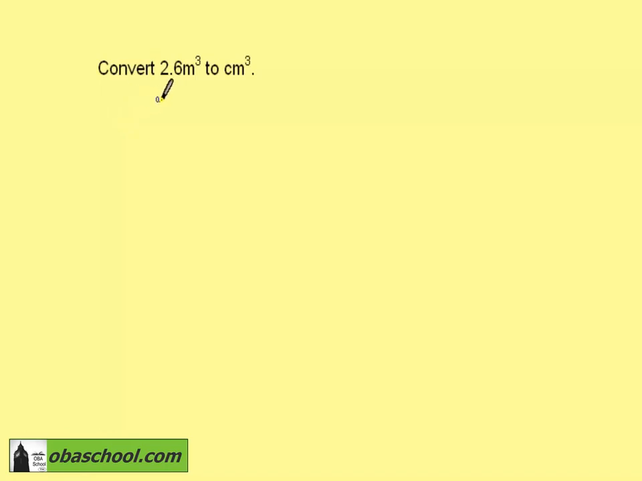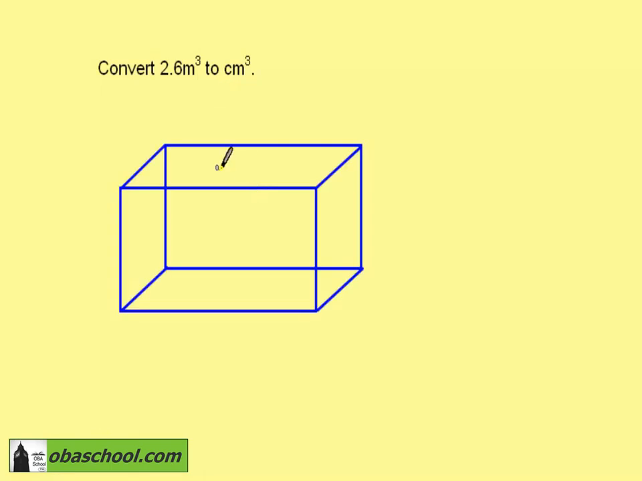We want to convert 2.6 meters cubed into centimeters cubed. A sketch of a cuboid can help. Let's make this cuboid 2.6 meters long by 1 meter wide by 1 meter high. The volume then would be 2.6 times 1 times 1, which is 2.6 meters cubed. This is the volume we want to convert.